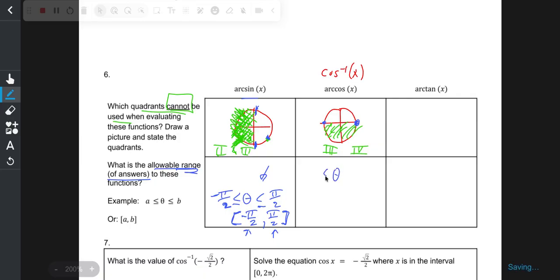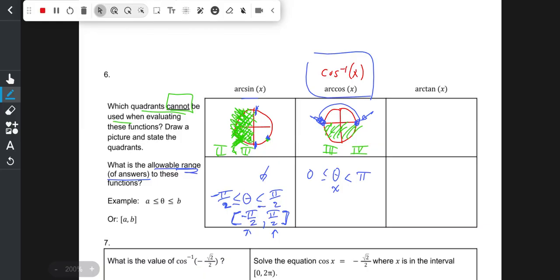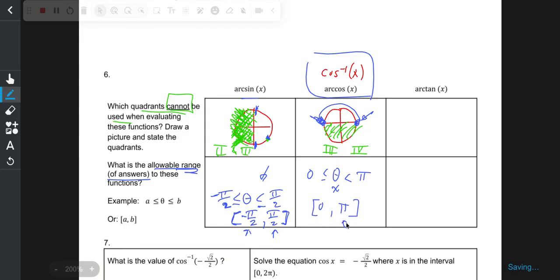So the allowable range for cosine, you're going anywhere between 0 and, I'm sorry, did I say 2 pi? I meant pi. From here to here. These are the range of answers to any inverse cosine function. Another way to write that range is bracket 0, anywhere between there and there, bracket. So it includes these.